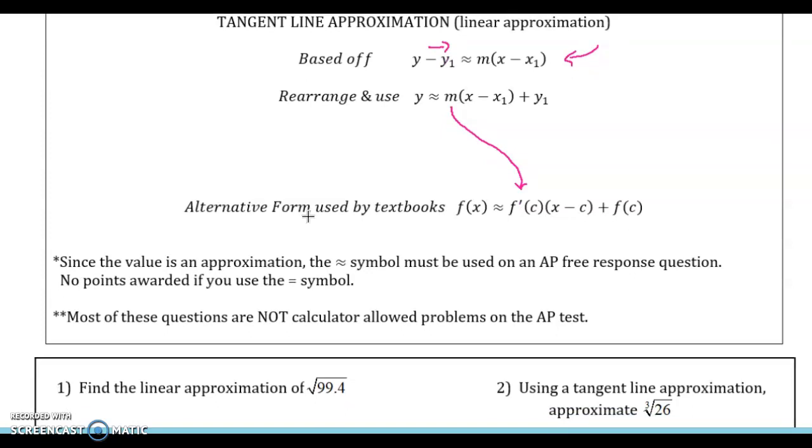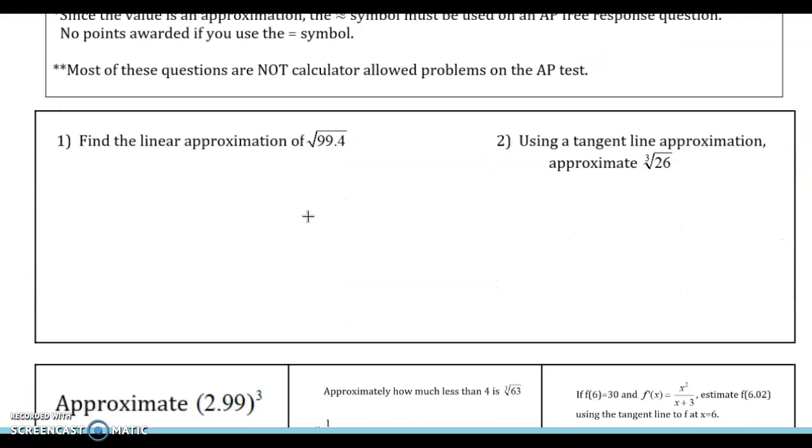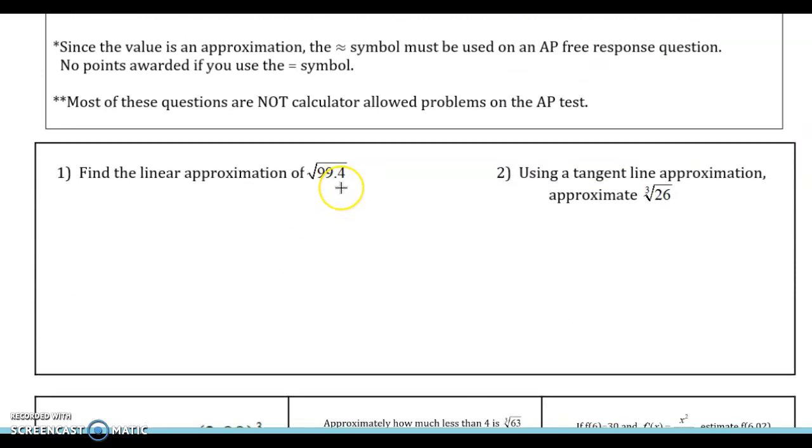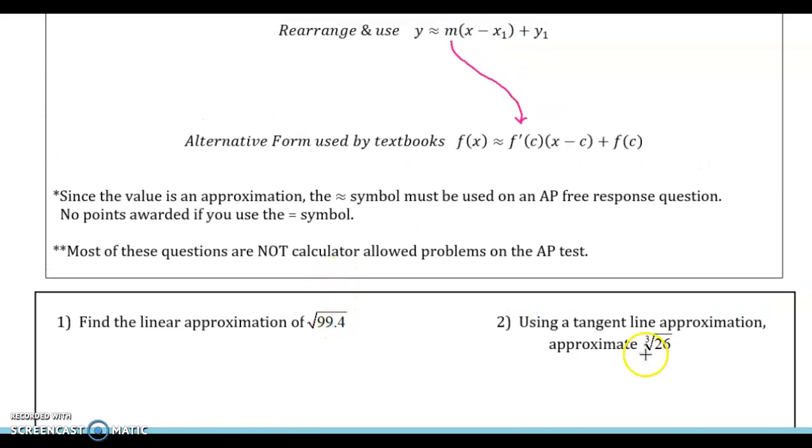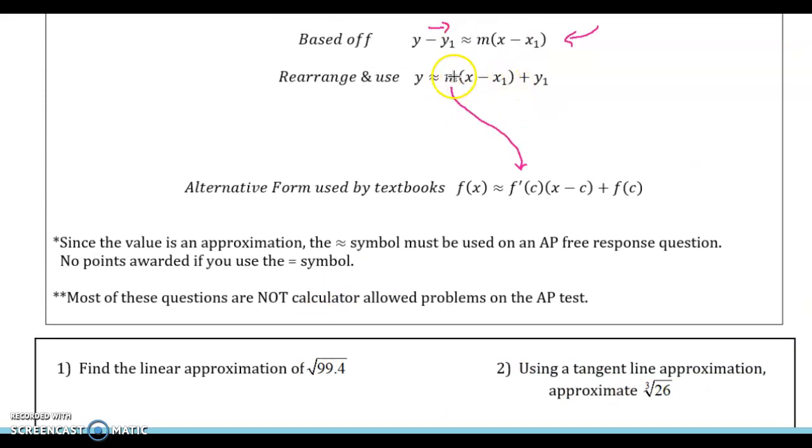So the idea is they're gonna give you questions like this. The square root of 99.4, the cubed root of 26. So these are values that you can't really do in your head, and that's the point. They don't want the exact values. But we need to find values that are really close that we can do in our head, and then we can use that to notice the difference, okay? Because we'll be really close. That's why it's an approximation.